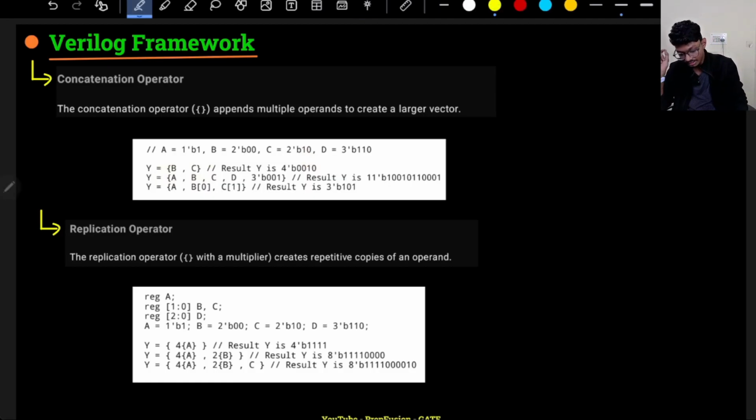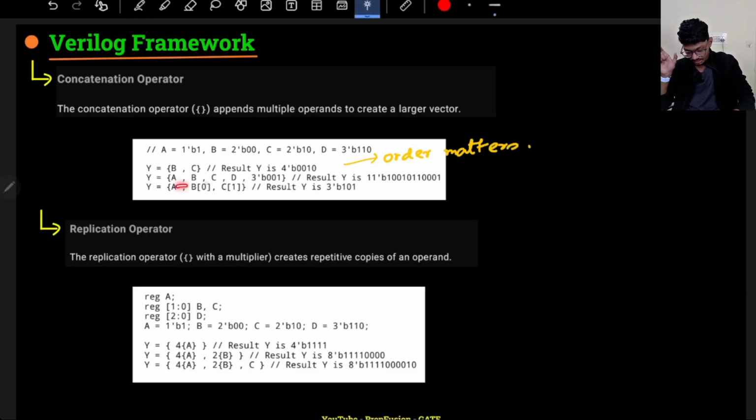But just remember here, order matters. Just be careful regarding that. Next is A, B, C, D, and you can write numbers here as well, that is also totally valid. So this will again concatenate. A will come first, that is 1, then B will come, that is 0 0, then C will come, that is 1 0, then D will come, that is 1 1 0, then I have this 0 0 1. So I hope you understand this. We can use slices of vectors as well, a single bit, or a range of bits as well.